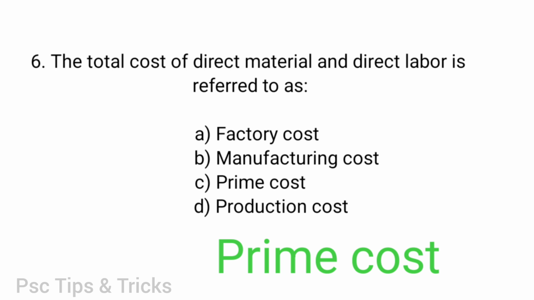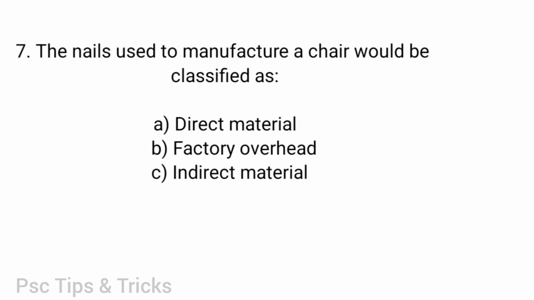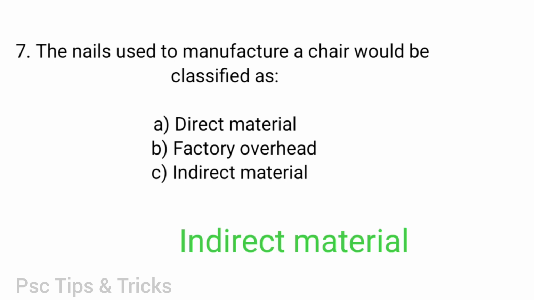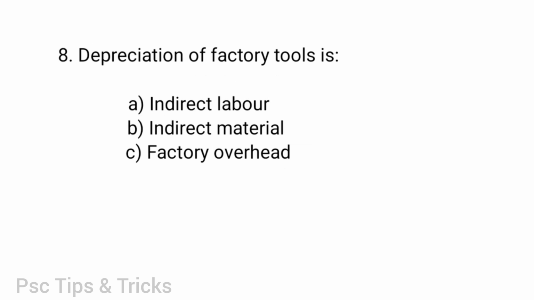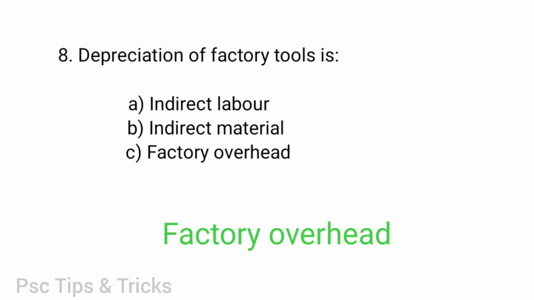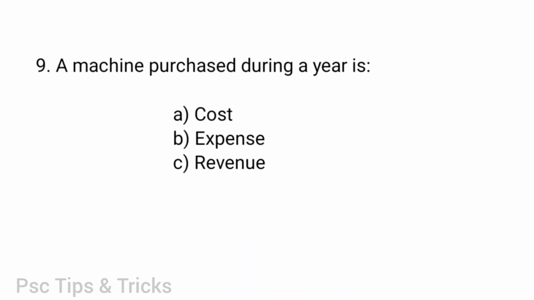Prime cost. The nails used to manufacture a chair would be classified as direct material, factory overhead, indirect material. Indirect material. Depreciation of factory tools is indirect labor, indirect material, factory overhead. Factory overhead. A machine purchased during a year is cost, expense, revenue.